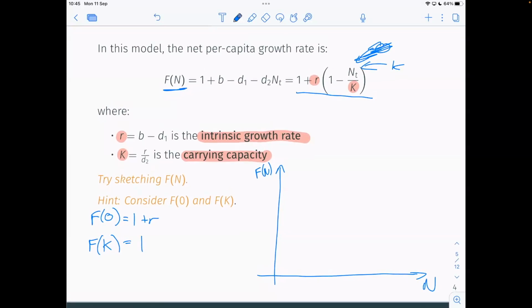Okay, so what does this look like then? Well, what else can I tell about this? I can tell that this is linear, okay? So this is just a straight line. There's no n squareds in this, right? There's just an n by itself, and it has some things that multiply it. So it's going to be a straight line. So that means I just need 2 points to figure out what it looks like. So I know it crosses the vertical axis at 1 plus r.